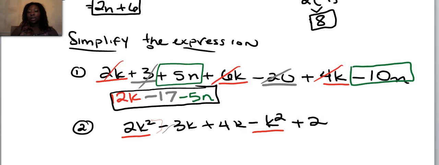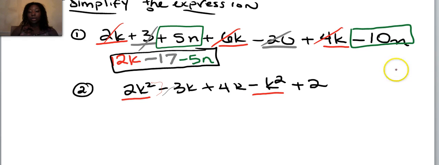So 2k squared and negative k squared are similar, so you can combine them. Now, if you have a variable without a number in front of it, we always assume that's a 1. We just don't write it because mathematicians, sometimes we can be lazy. So this is 2k squared minus 1k squared, which is just 1k squared. 1k squared is the same thing as k squared. Okay, we're done with that one.